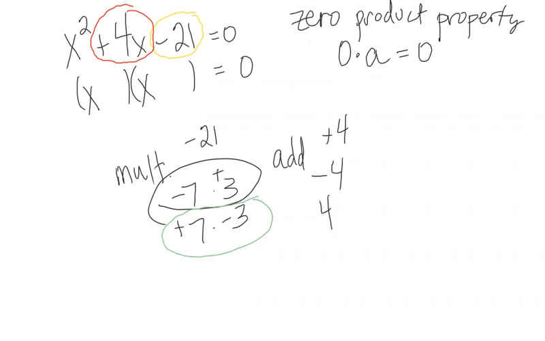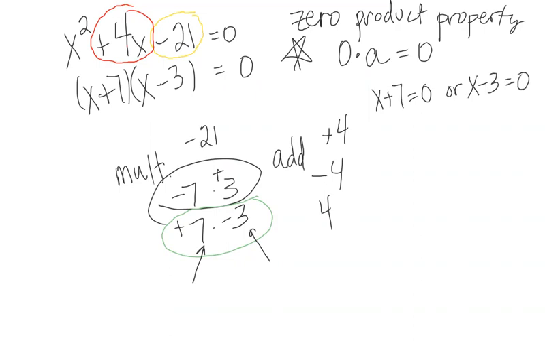So I take those two numbers, plus 7 and minus 3, and I put them into my factored quadratic. I have x plus 7 and x minus 3. Those are my two factors. Now, by the zero product property, we know that if x plus 7 equals 0, then the whole equation equals 0. Or if x minus 3 equals 0, then my whole equation is going to equal 0.